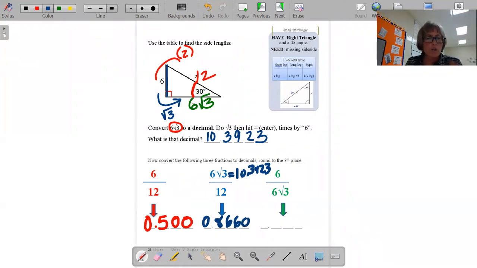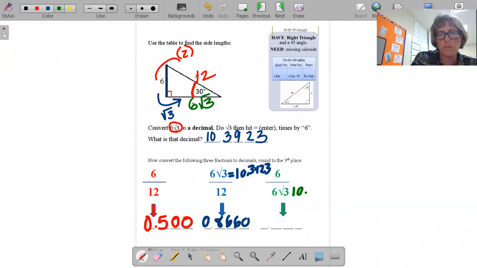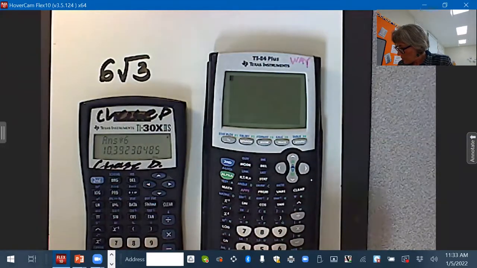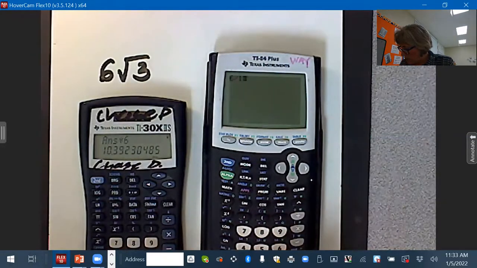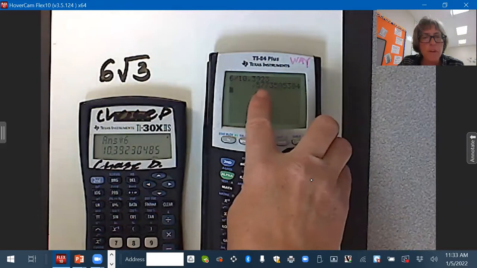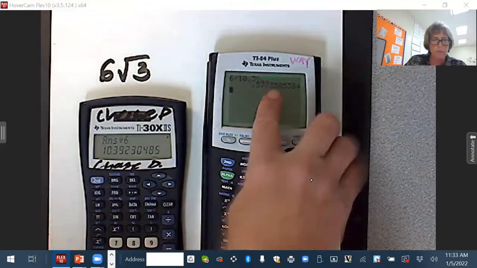And then we're going to do 6 divided by 6 root 3. And again, 6 root 3 is 10.3923. So 6 divided by 10.3923. We get that decimal, take it to the 4th place, 0.5774.